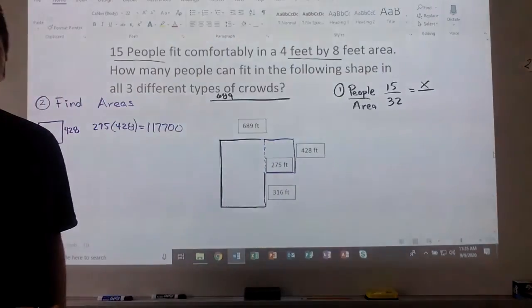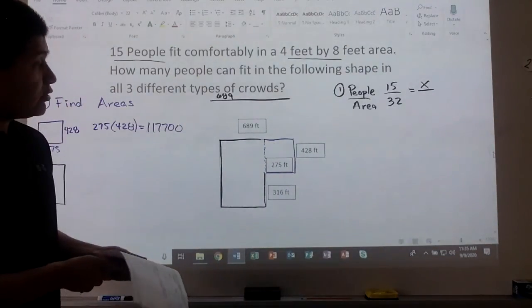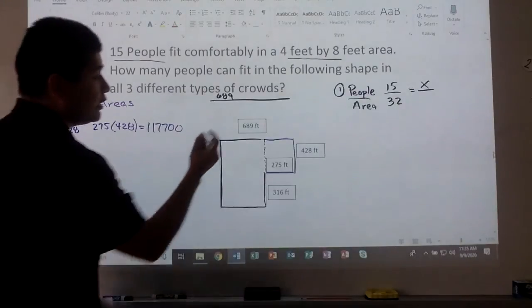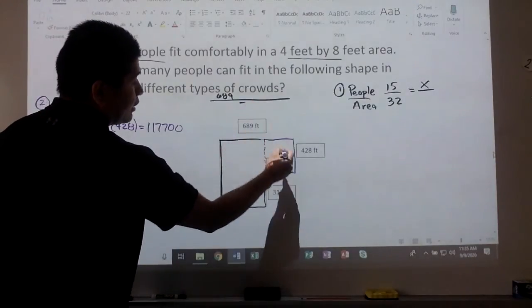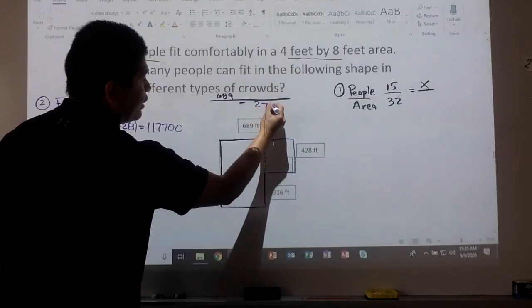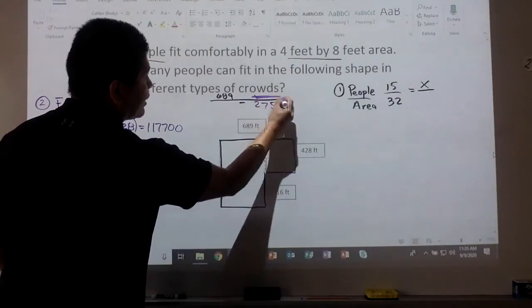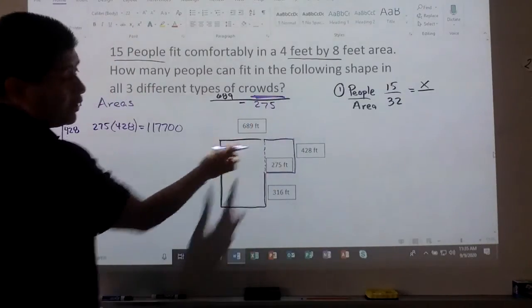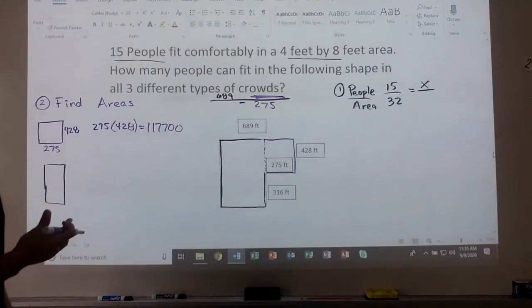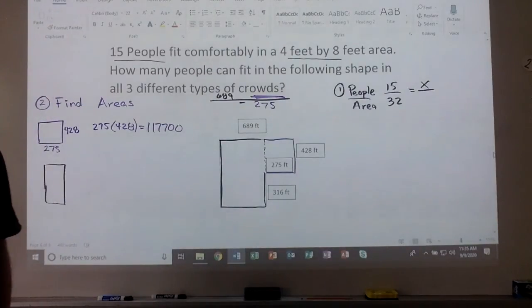In reality, I'm just gonna subtract it. So 689 minus the 275 I don't need. If I get rid of this line, that's gonna give me what's left. 689 minus 275. Go ahead, subtract it. Put it in your notes. So 689 minus 275.